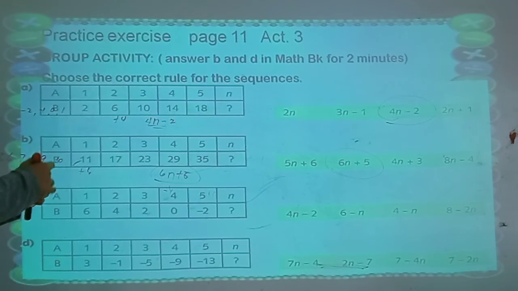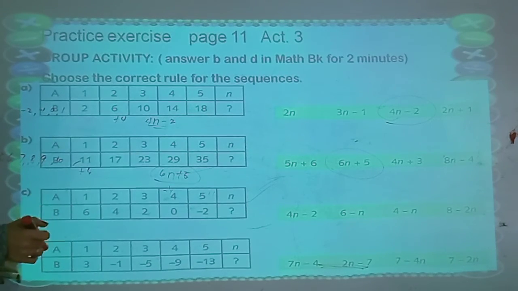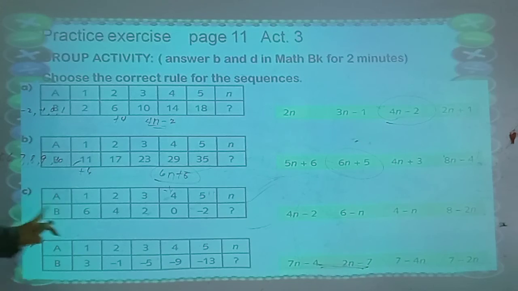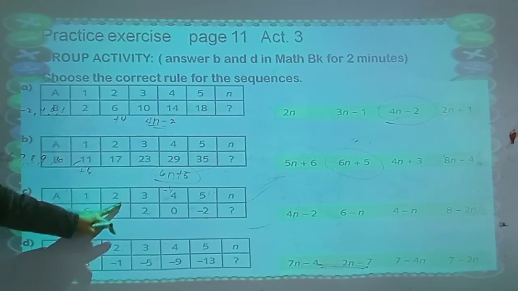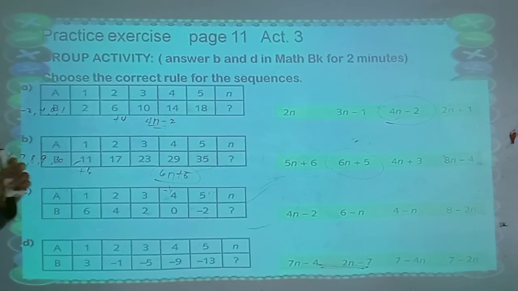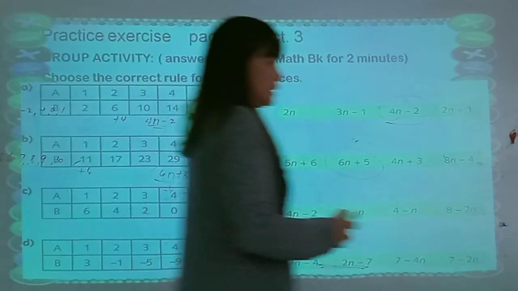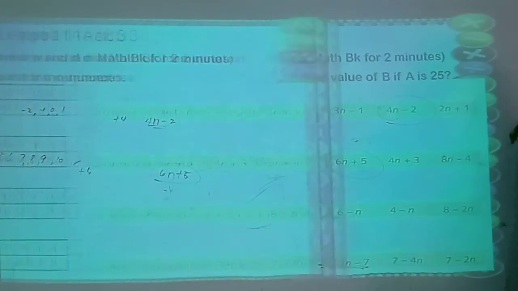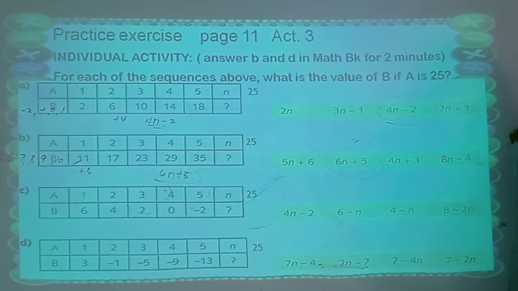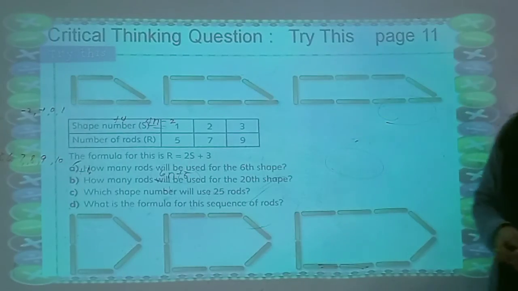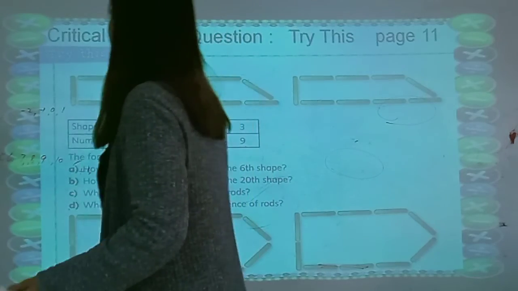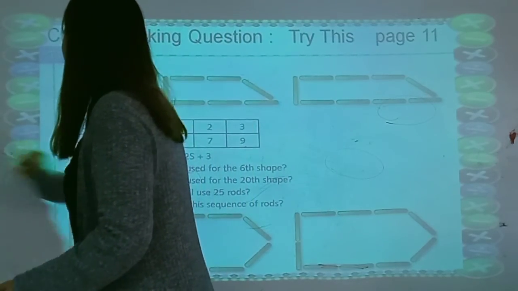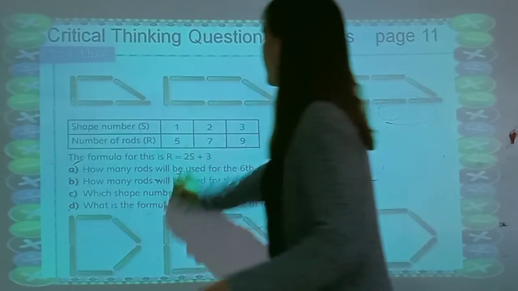So now you are going to answer C and D after our discussion. This is how you are going to find the correct rule for this sequence. Any question? Will you do now your activity? If you don't have any question, class, I want you to answer the critical thinking question in your mathematics activity notebook.